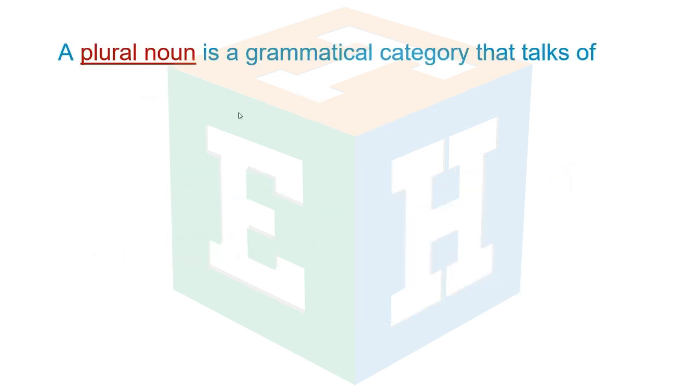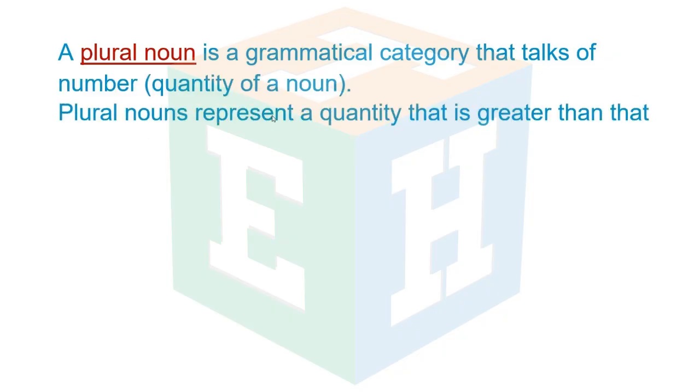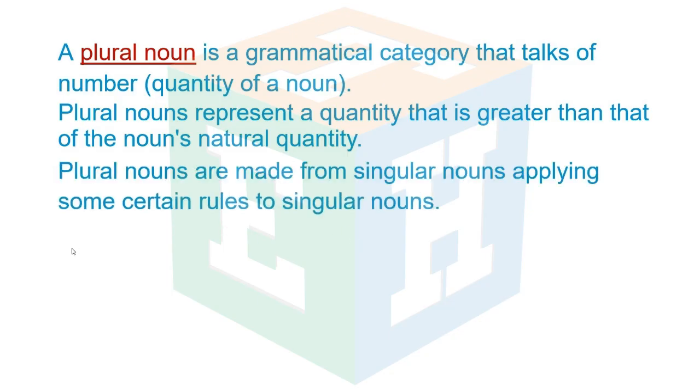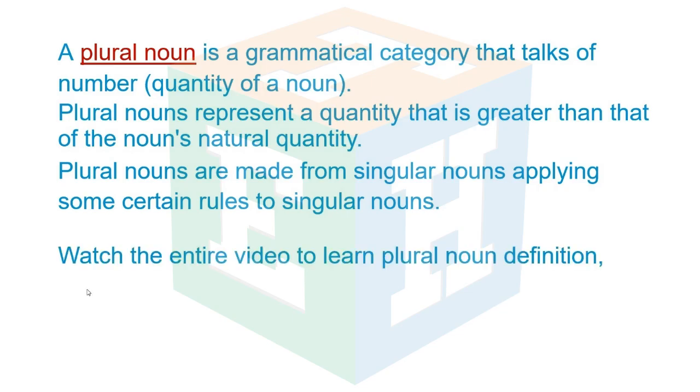A plural noun is a grammatical category that talks of the number, or quantity, of a noun. Plural nouns represent a quantity that is greater than the noun's natural quantity. Plural nouns are made from singular nouns by applying certain rules to them. Watch the entire video to learn the plural noun definition, plural noun rules, and examples.